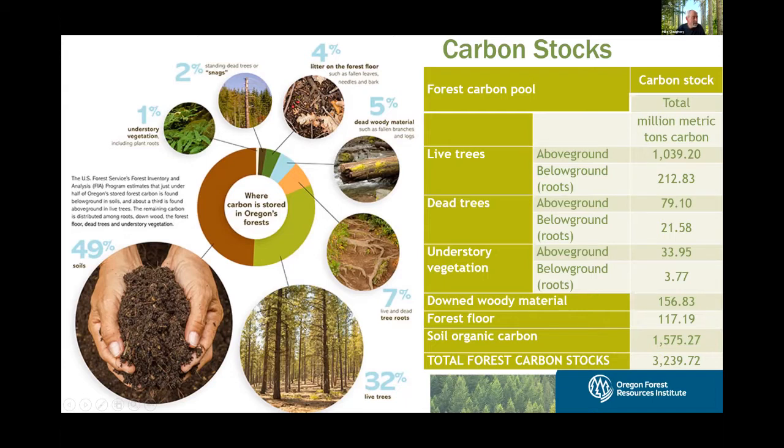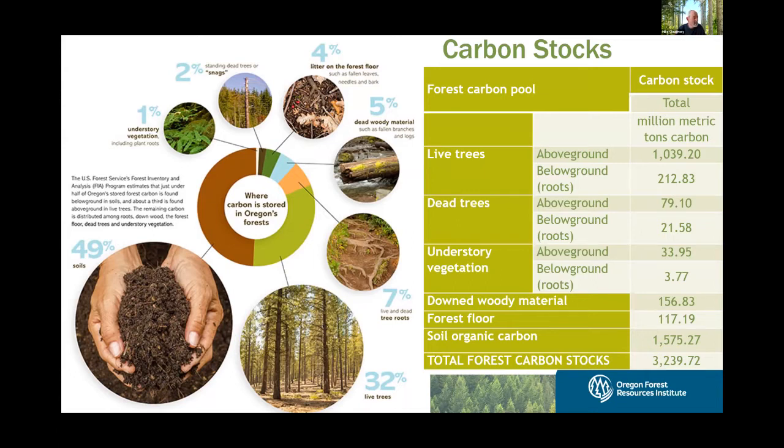So the two big pools that managing is important on is the soil and the live trees. And what we tend to focus on is the live trees, but it's important to recognize that 49%, almost half of the carbon stored in our forest ecosystem, is in the soil. So things we do to keep forests in forest, to keep soil on the hillsides, those are all helping manage our carbon stores.